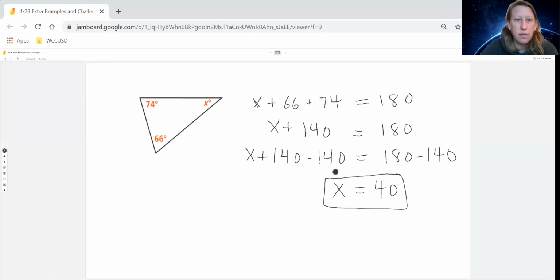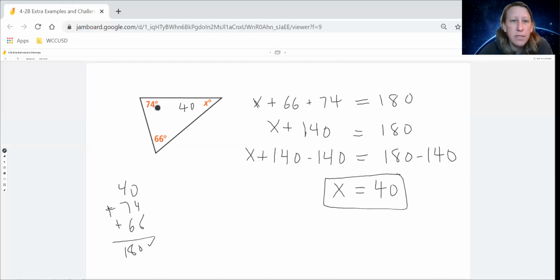Okay, I did it. I found x. And if I want to check it, I can, in my calculator, type in 40 plus 74 plus 66. And if that doesn't make 180, then we're in trouble. So 40 and 74 and 66, it is 180. I'm very confident that I got it right because the angles inside a triangle add up to 180.